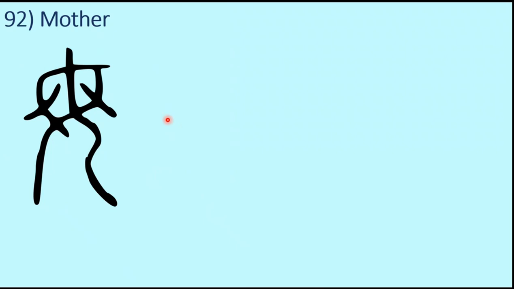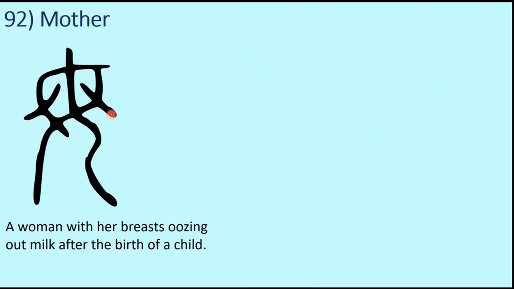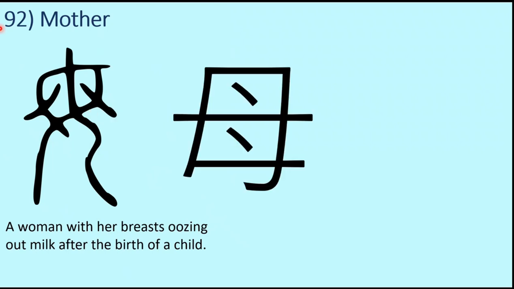So as you can see, these are the two breasts of the lady which are oozing out milk. So this is the milk coming out from her nipples. This is the concept from where this symbol has come: a woman with her breasts oozing out milk after the birth of her child. So these two in this modern character are the breasts, the milking breasts basically.